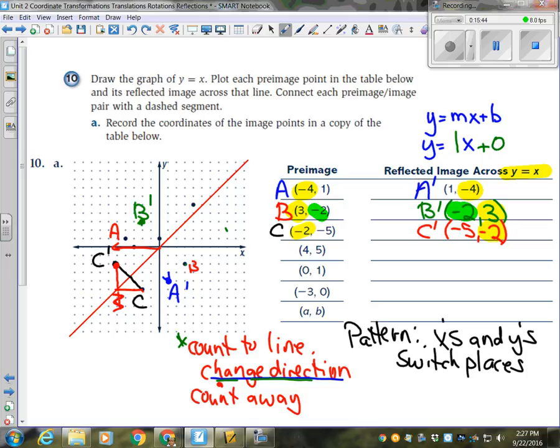So once we've done a few, hopefully this idea of counting, even though the line is sideways, you're still counting in 2 directions because the line now moves up and over, up and over, up and over. So you have to count in 2 directions.